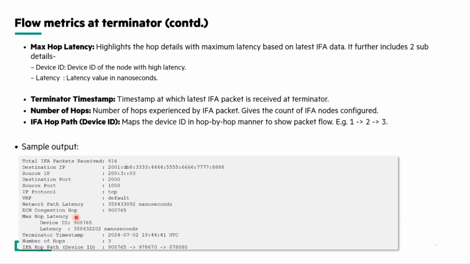So the device with this ID is facing the max latency, and this is the latency value. Finally, we have terminator node timestamp. That is where the IFA packet is received on the terminator. And next we have the number of hops that were experienced to reach the final terminator. And this is how it is mapped together. So we have first device ID, second device ID, and third device ID, which come under the IFA zone. And this is how it's mapped.